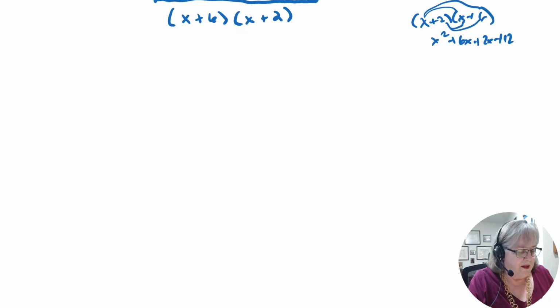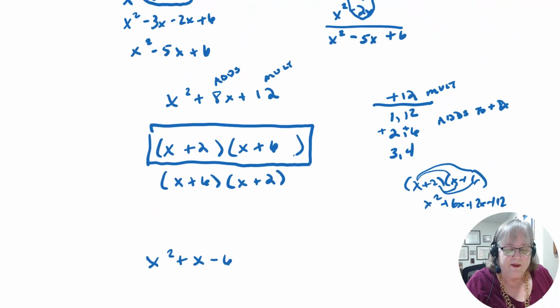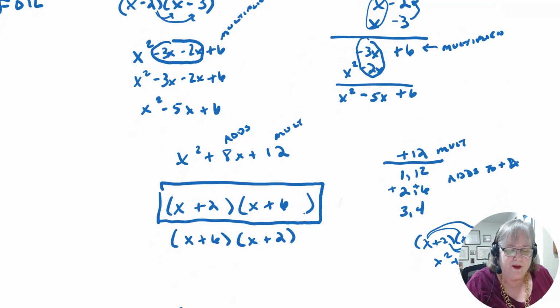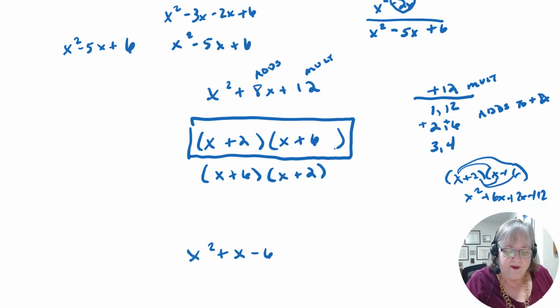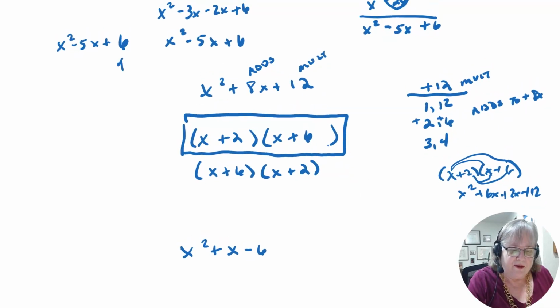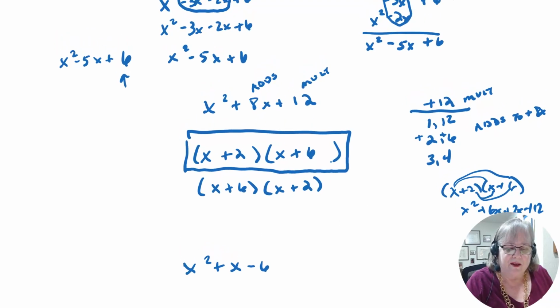Now let's look at x squared plus x minus 6. Now this is, see this one up here? That's x squared minus 5x plus 6, right? So there's a 6 here on the end. Here's a 6 at the end. But what happens in the middle is completely different because of the signs.